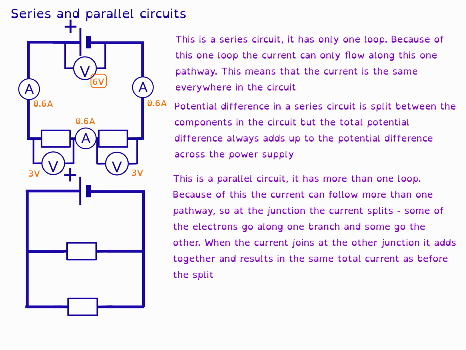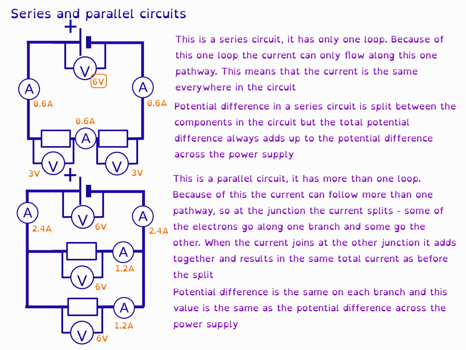This is a circuit diagram for a parallel circuit. It has more than one loop. Because of this, the current can flow in more than one pathway. So at the junction, the current splits. Some of the electrons go along one branch and some go along another. When the current joins at the other junction, it adds together and results in the same total current as before the split.